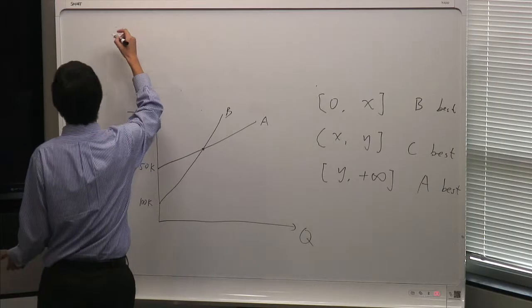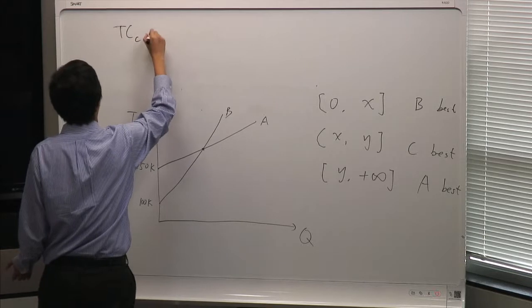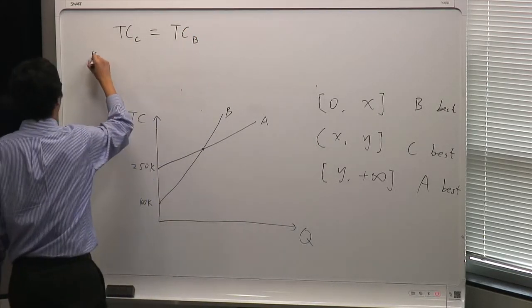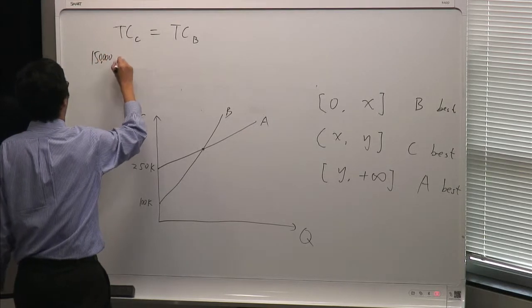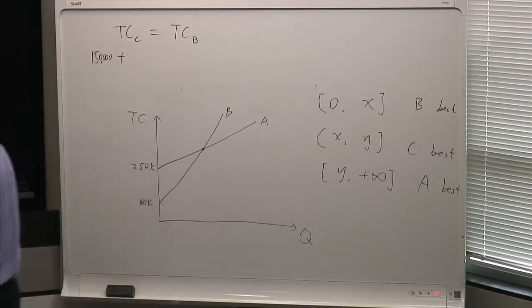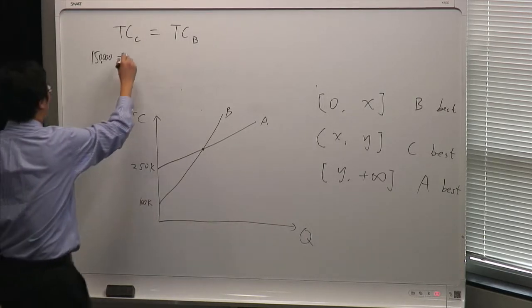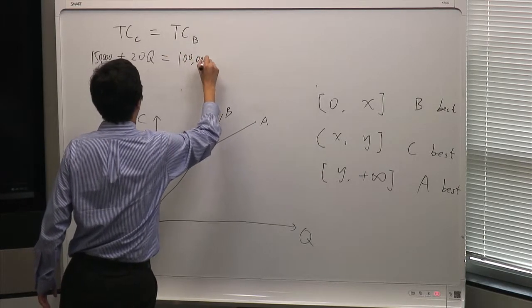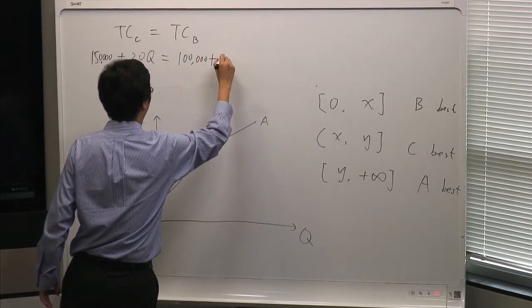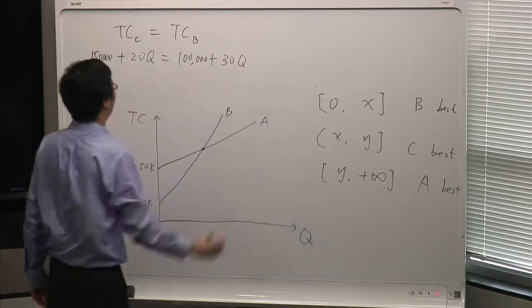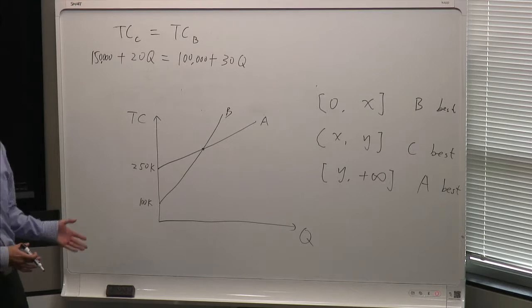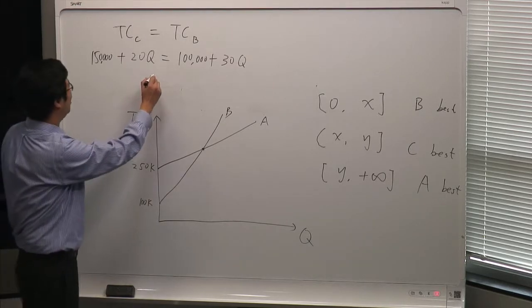As Michael mentioned, the total cost of C is equal to the total cost of B, right? It's 150,000 plus, what is the variable cost for C? 20. 20Q equal to 100,000 plus 25, right? 30. 30, okay. 30Q. And that's a very simple equation. You can solve that when you are in elementary school or maybe middle school. So Q equal to what?